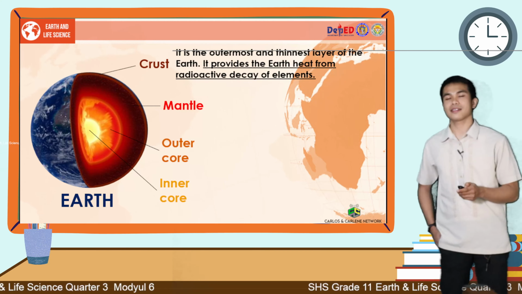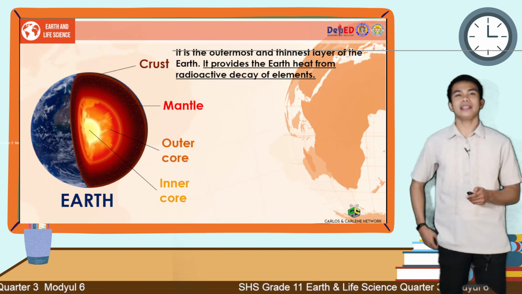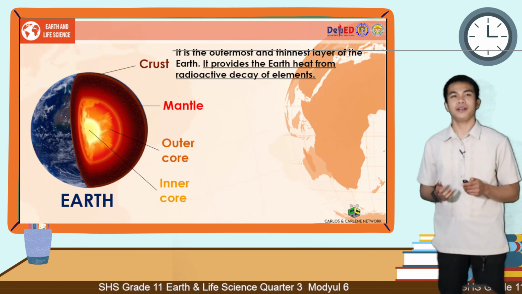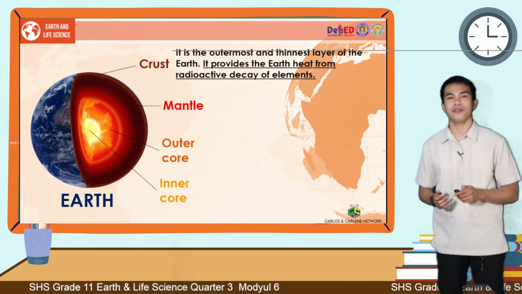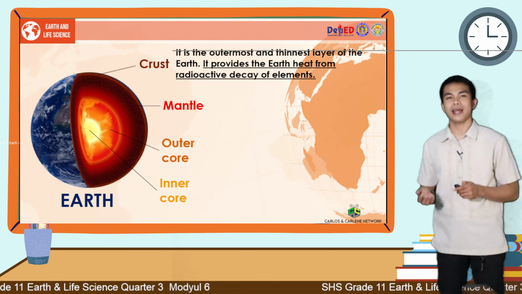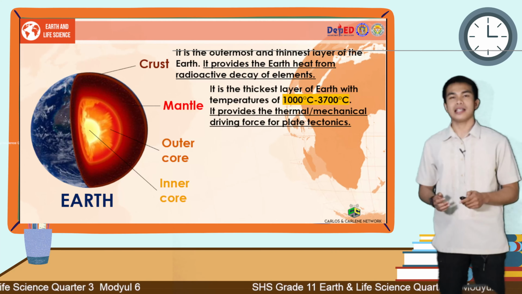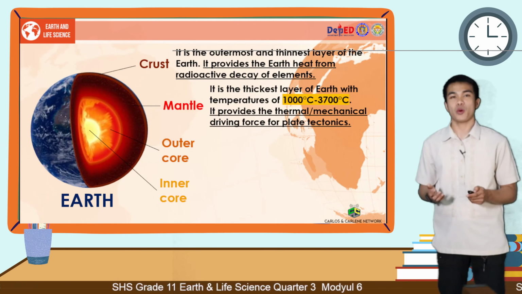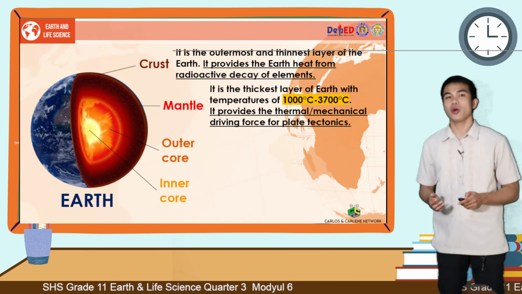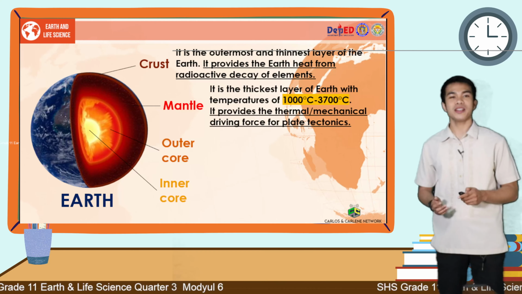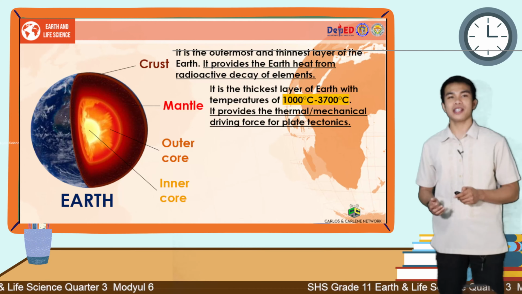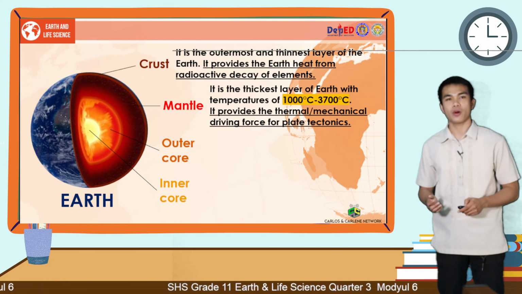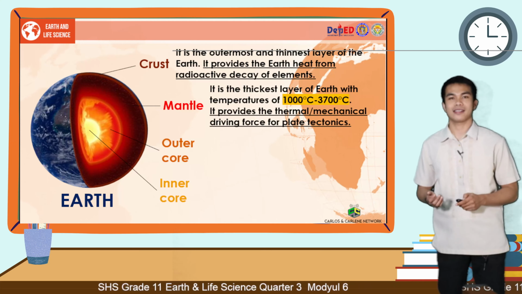So the crust, as you can see in the screen, is the outermost and thinnest layer of the Earth. It provides the Earth heat from radioactive decay of elements. How about the mantle? The mantle, as you can compare it to the hard-boiled egg, is very thick. So it is the thickest layer of Earth with temperatures of 1,000 degrees Celsius to 3,700 degrees Celsius. It provides the thermal and mechanical driving force for plate tectonics.